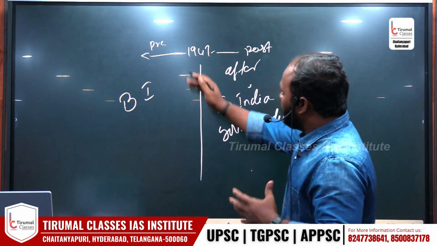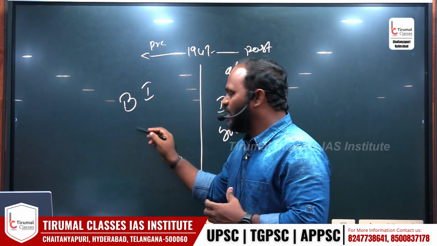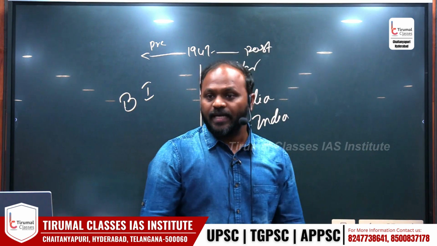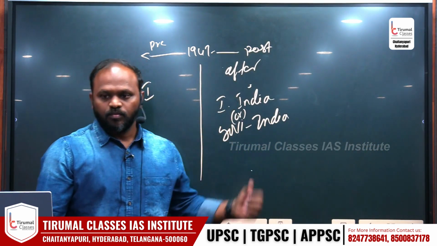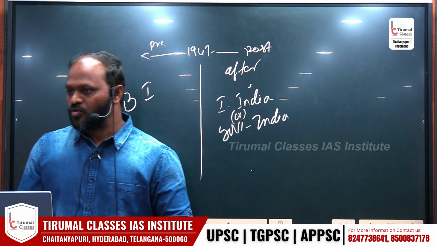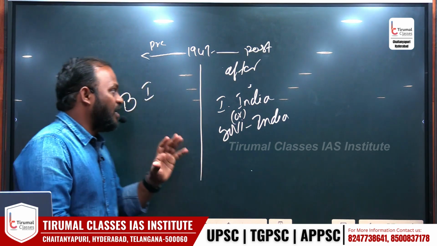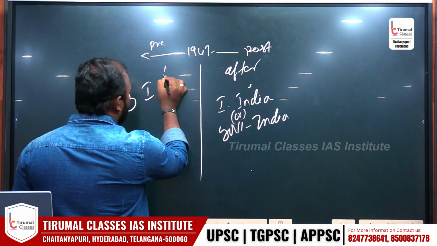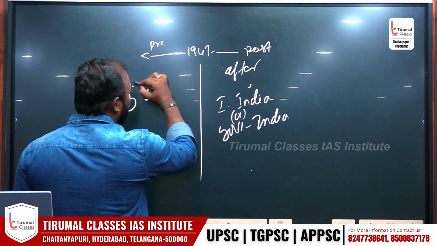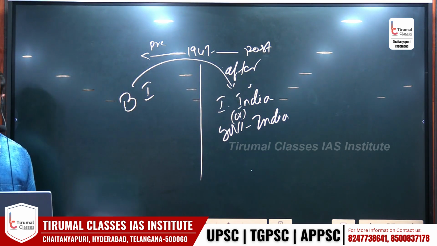But see, during British time, that is British India, before 1947, India was administered based on British rules and regulations. But after getting independence, we created our own constitution to administer India. And that means the Indian constitution got evolved from British India to post-independent India.